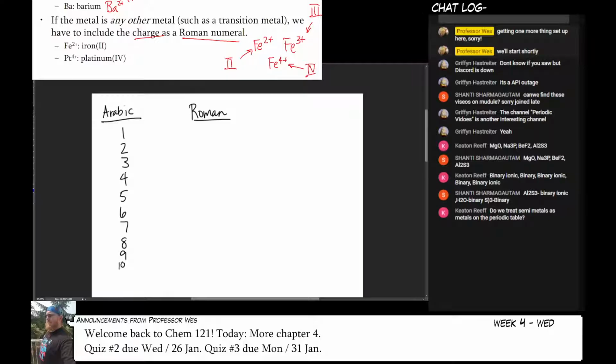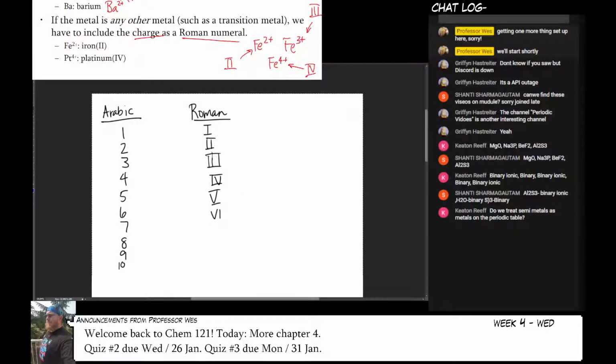Okay. So for the Roman numbering system, 1 is the letter I, because it looks kind of like a 1, I guess. 2 is II. 3 is III. You can either use the top bars or not. I tend to do it when I'm doing this example, and then I never do it again for some reason. 4 is IV. 5 is V.